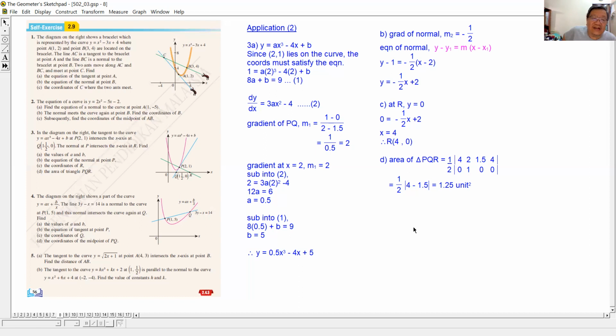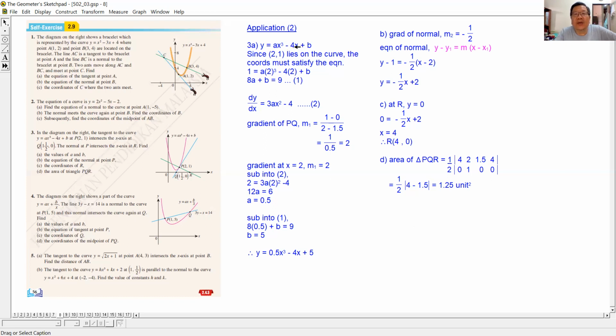Now what did I say just now? If it passes through (2, 1), what can you do with the (2, 1)? Substitute the coordinates into the equation of the curve, correct. The equation of the curve has two unknowns, so I try to form two equations to solve for the two unknowns. The first equation I form is by substituting the coordinates of the point P into the equation of the curve.